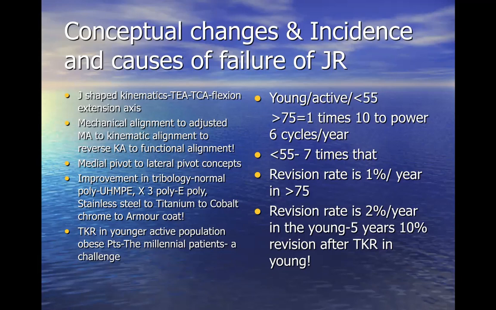So TKR in an aging active population who is obese is very challenging, and such patients are called millennial patients. You know that if somebody is above 75, they cycle their joints 1 into 10 to the power of 6 times per year. But if you look at younger patients less than 55, they do 7 into 10 to the power of 6, 7 times more. Hence, the revision rate is 1% per year in more than 75-year-old, but in less than 55, the revision rate is 2% per year. Means in 5 years' time, after TKR in a young person, 10%, that's 1 in 10, will come to you for revision knee surgery.